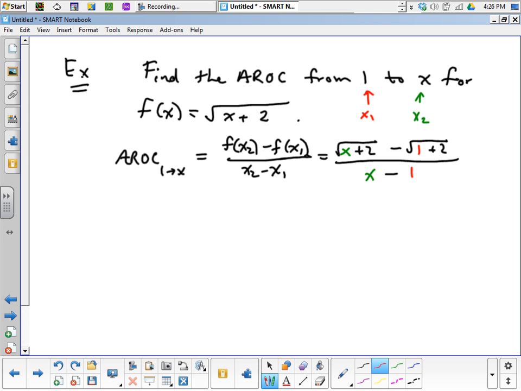I'm going to take a minute and let you look this over to see what we did, and make sure you understand how I set that up. Okay, so let's see what my final conclusion is. My final conclusion is that the average rate of change between 1 and x is the square root of x plus 2 minus the square root of 3, all over x minus 1.